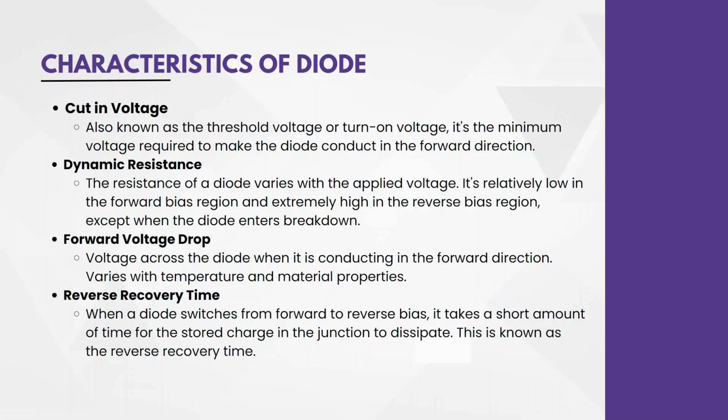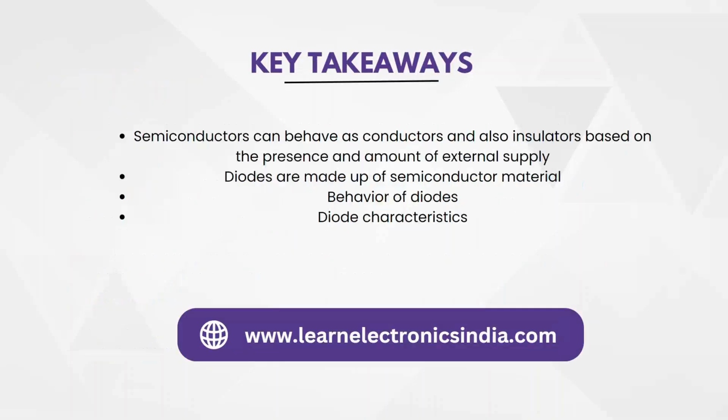So that was about the basics of a semiconductor and the diode. In this video, we have studied how semiconductors can behave both as conductors and insulators, how we can vary the external supply and the importance of doping to alter the properties of a semiconductor material according to our needs. Further on, we have understood how a semiconductor is used in making diodes and how a diode behaves when it is forward biased and reverse biased, followed by its characteristics.